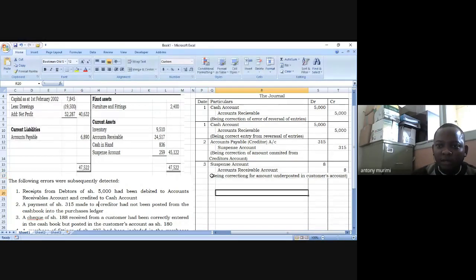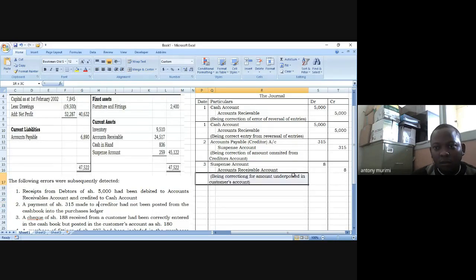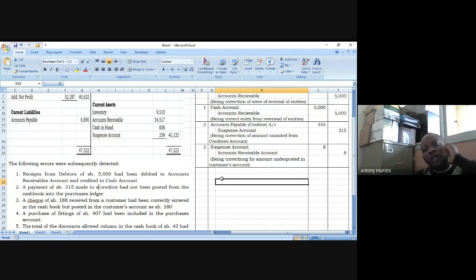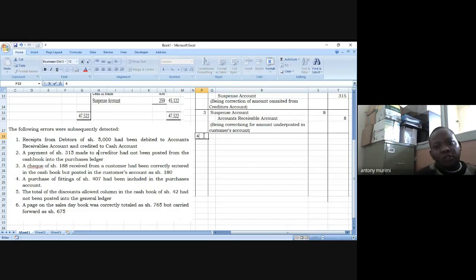And close that entry. Then we move on to the fourth error.